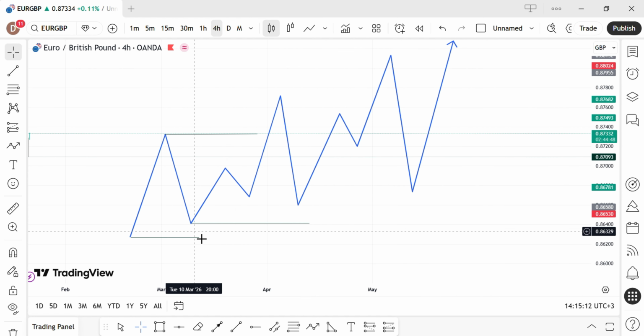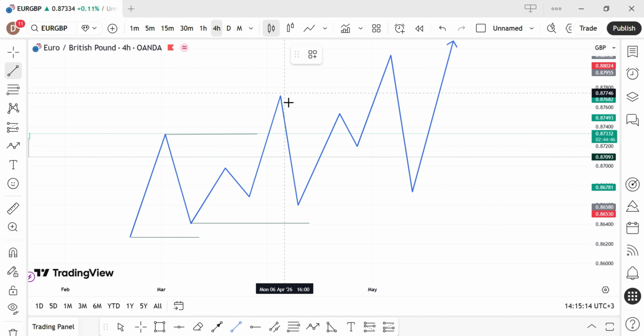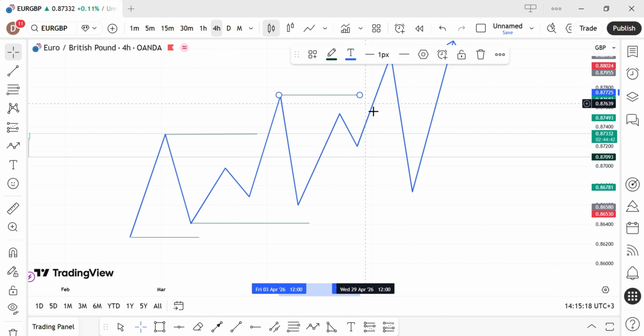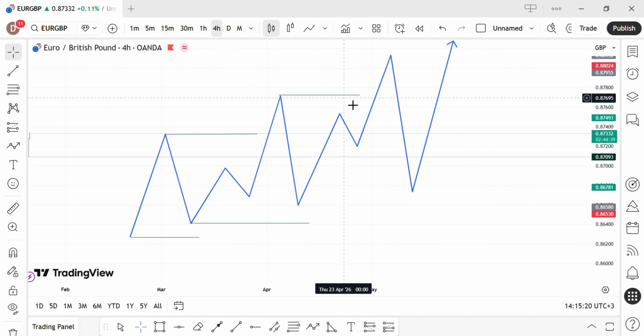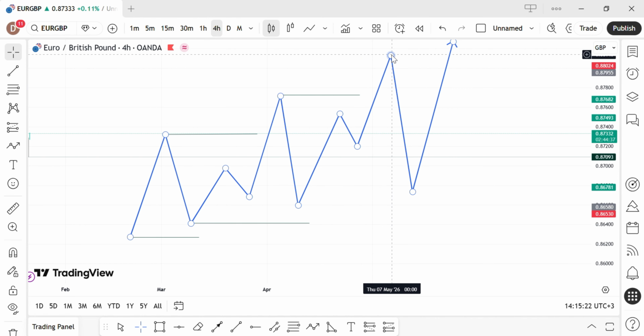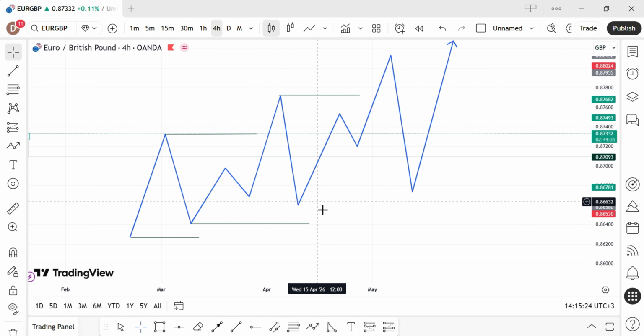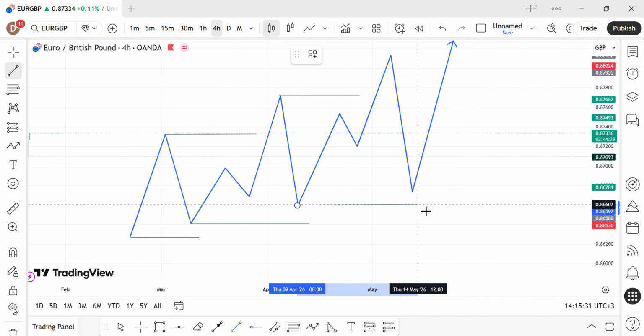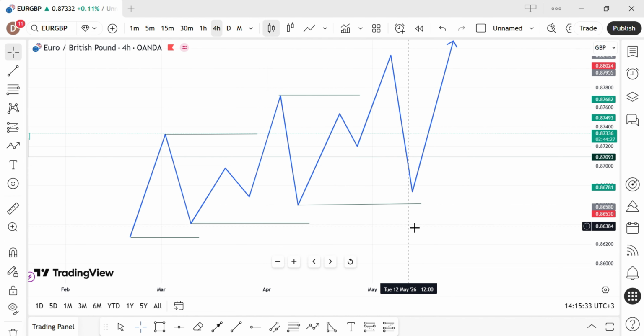So this will be my low and this will be my high. Okay, so this high was broken by this high, and this high was broken above by this low here. So this is my low, this is my low, this is my high. So I won't mark again.